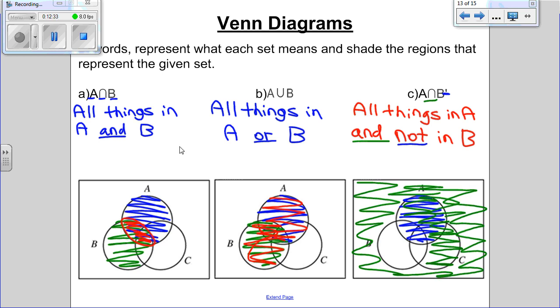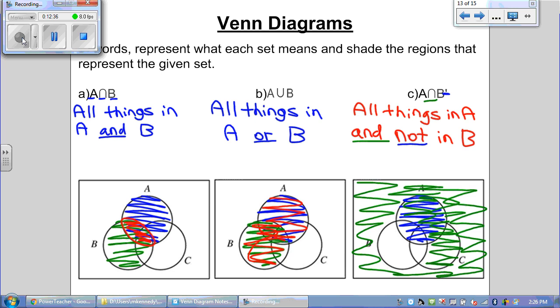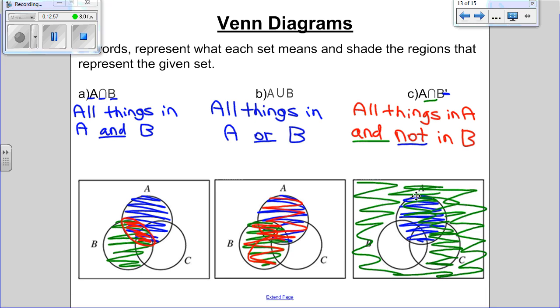Okay, so when we shaded that, I shaded blue all the things in A, and then my green is all things that are not in B, which is a lot of things, right? It's anything outside of that B circle. And because the word is "and," you're looking for where the two shades would overlap each other. So in our case, the two shades overlap here. It's not quite all of A, but it definitely has a lot of A. That's all things in A and not in B.